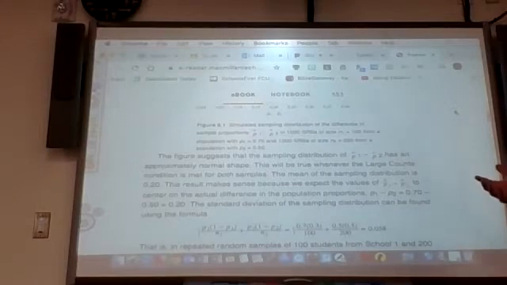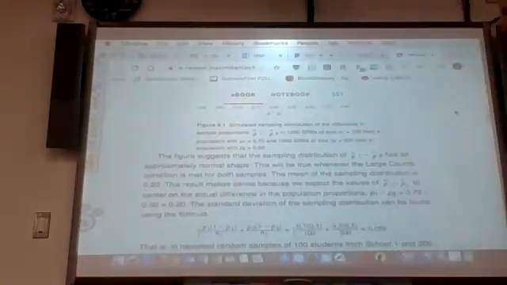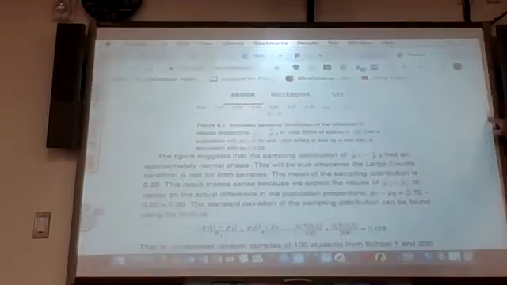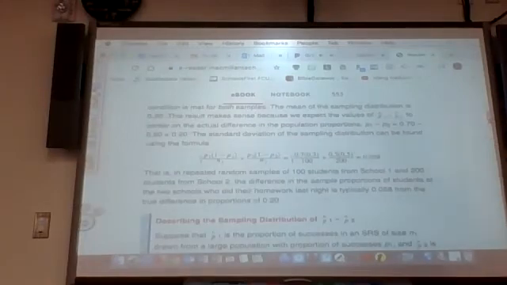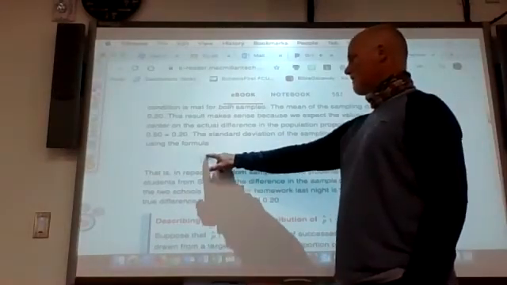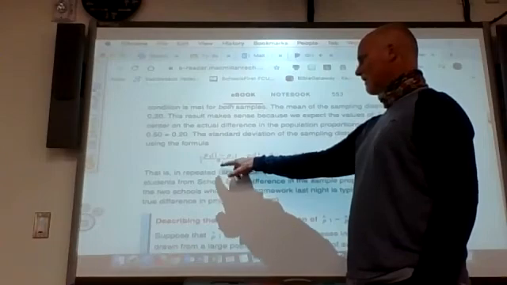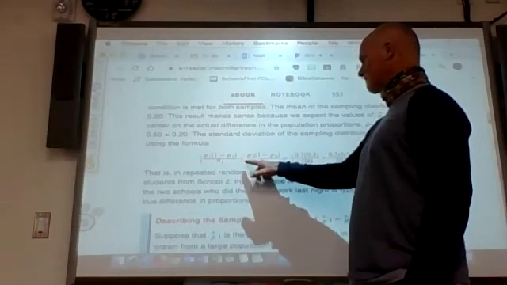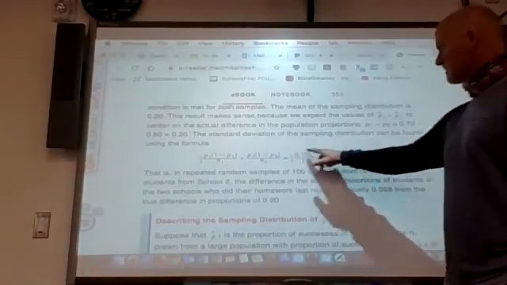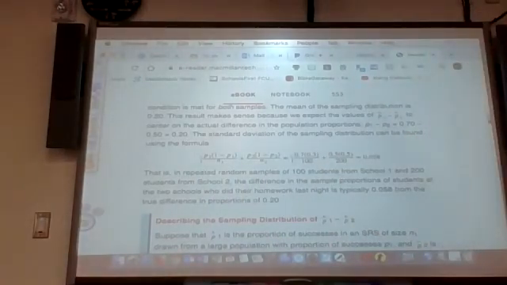Now, again, if you calculate the mean, it's just simply 0.7 minus 0.5 to get the 0.2. Now, the one part that's really a little bit challenging is the standard deviation. And here's the formula for the standard deviation. You're going to multiply P1 times 1 minus P1 divided by the sample size plus the same for the second sample, and then all of that's going to be square rooted. So if you look at these numbers, these are the numbers from the original set of data that they estimated.